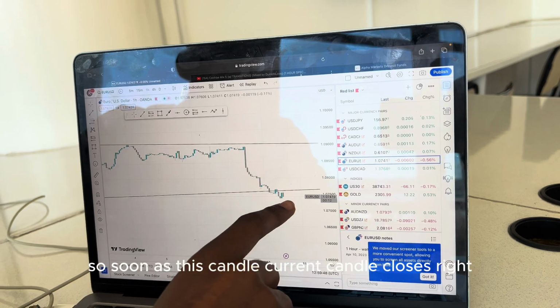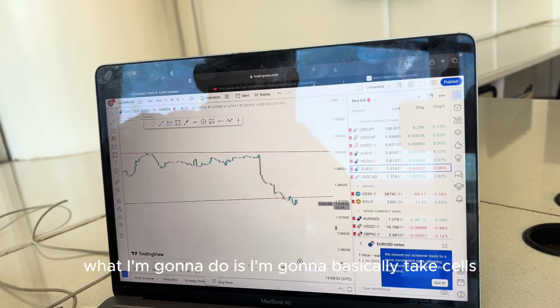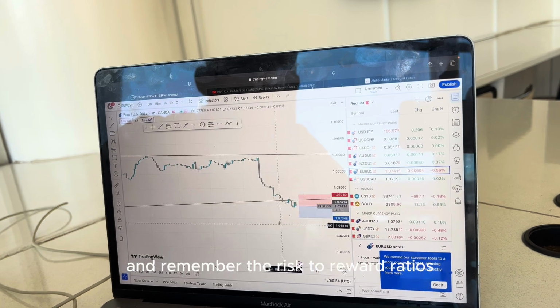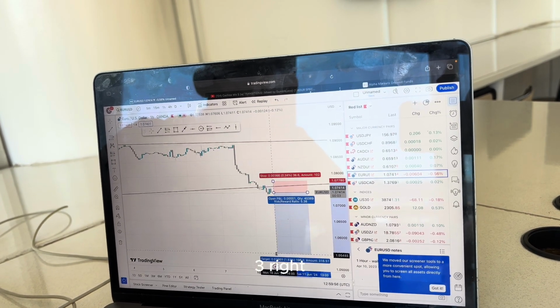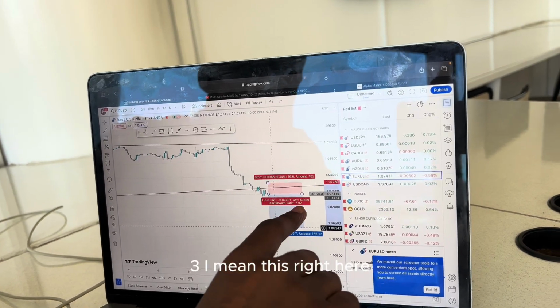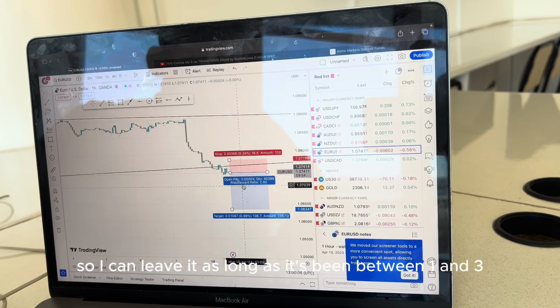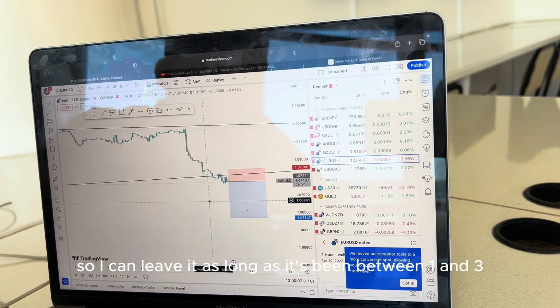So as soon as this current candle closes, I'm going to take sells. And remember, the risk to reward ratio is always 1, 2, 3, right? If you don't know what I mean by that, I mean this right here. The risk to reward ratio is at 2.92 now, so I can leave it. As long as it's between 1 and 3, then you leave it.